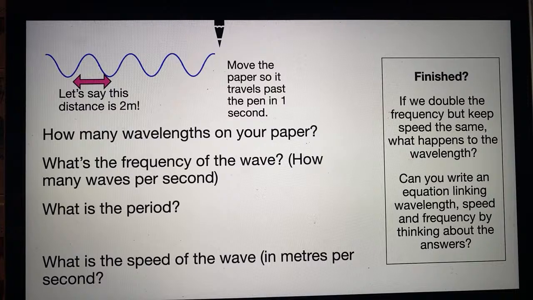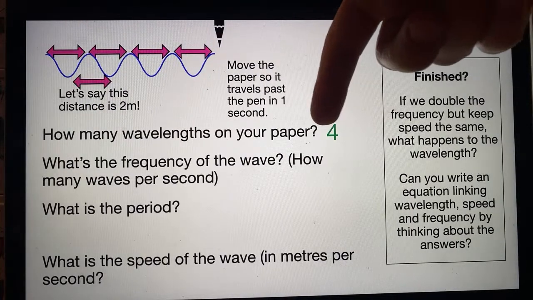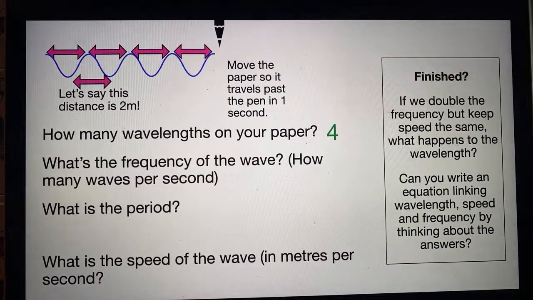How are you doing? Should we go through the answers? Yeah? Okay. I don't need you to have finished them all. How many wavelengths on your paper? Did you get that the answer was 4? And what did you put for the unit? I said to be careful. It's not meters, is it? It's not 4 meters, because it's just how many wavelengths. So it's just a number that you need there. There is no unit for that.